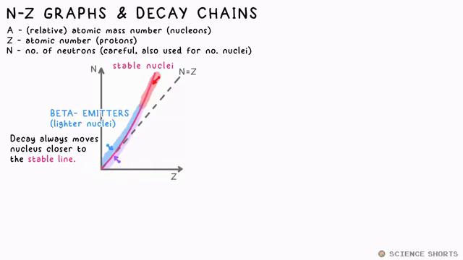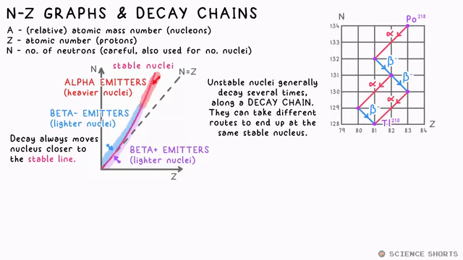Lighter isotopes are generally beta minus emitters, heavier isotopes are alpha emitters. Beta plus emitters don't exist naturally as they require proton doping to produce the right isotopes, which puts them under the curve. We can zoom in on this graph to show the decay chain an unstable isotope will move through. They can also take different routes to end up at the same stable isotope.